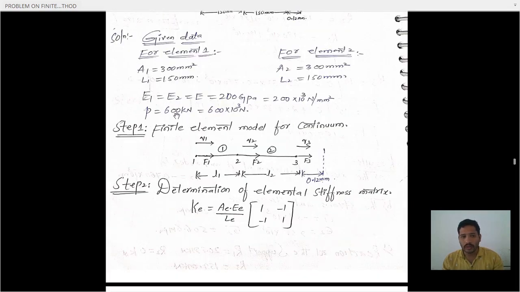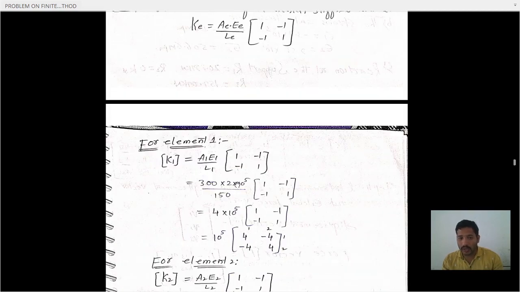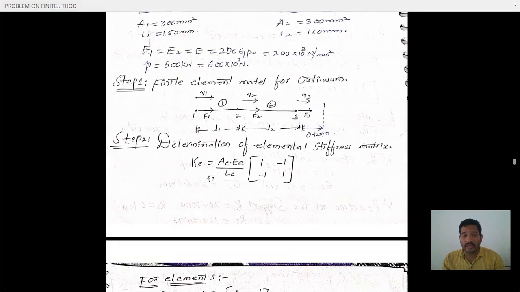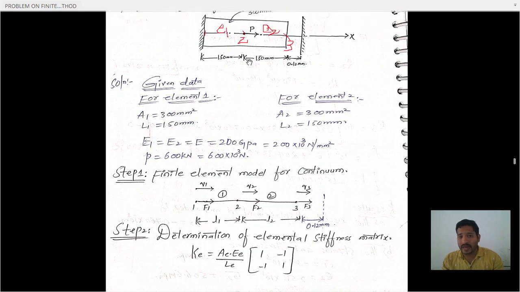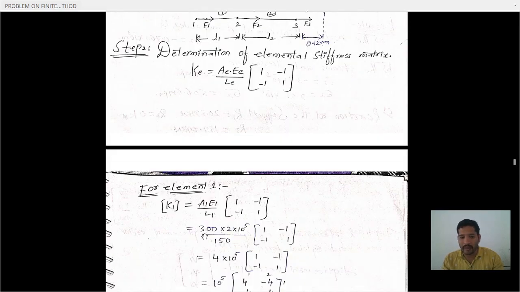If the bases are the same, the powers should be added. We can say 2 into 10 power of 5, I am representing it directly. Otherwise you can represent it as 200 into 10 power of 3. The meaning remains the same. Okay, the length of the first element, how much is given? L1 is given as 150 mm.